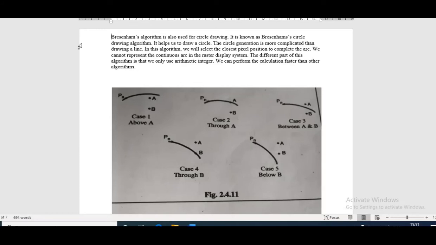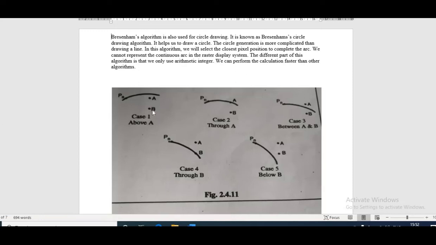There is another topic, that is Bresenham's circle drawing algorithm. Bresenham's circle drawing algorithm is used for circle drawing. It helps us to draw a circle. In this diagram, first of all, Bresenham's circle drawing algorithm finds the nearest pixel, that is, which pixel is nearer to the boundary of the circle. So here are some cases.